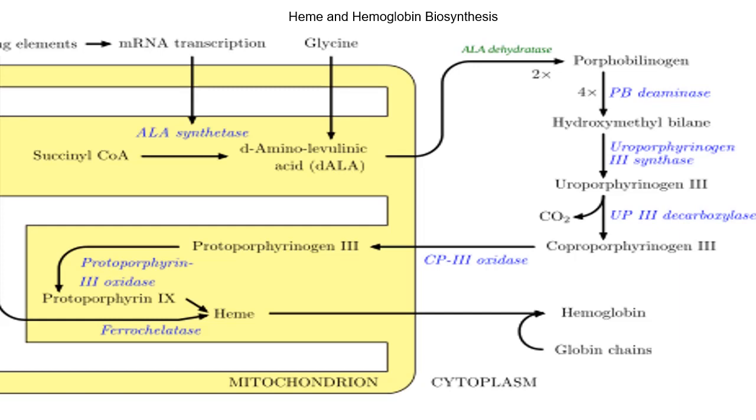Here we see on the right of the slide that porphobilinogen is converted to uroporphyrinogen, and this is converted to coproporphyrinogen by uroporphyrinogen decarboxylase, and ultimately to heme and hemoglobin. In Porphyria cutanea tarda, uroporphyrinogen decarboxylase is deficient, resulting in increased porphyrinogen intermediates.